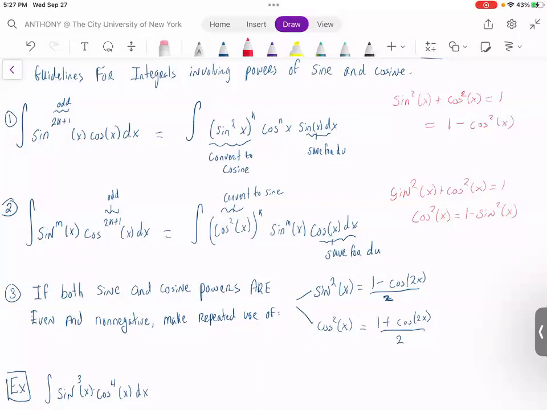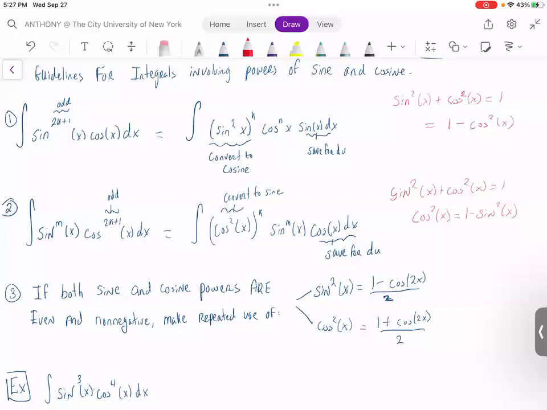Let's see, what else can I do? If both sine and cosine powers are even, it depends on the problem, and of course non-negative, you make repeated use of basically these double angle identities. So sine squared of x and cosine squared of x... I think these are actually half angle identities: sine squared of x is 1 minus cosine of 2x over 2, and cosine squared of x is 1 plus cosine of 2x over 2.